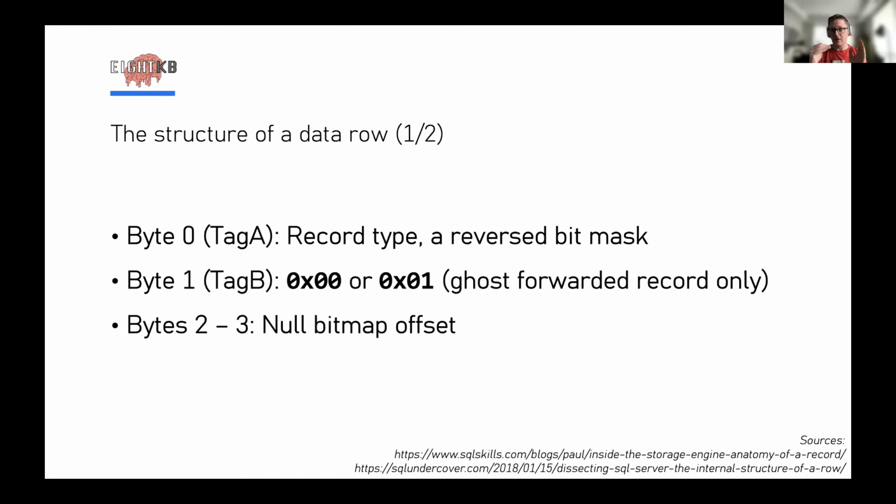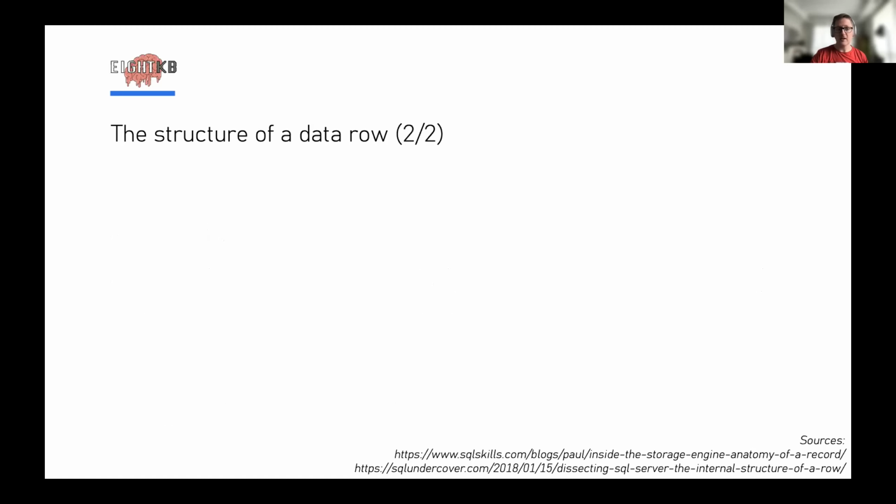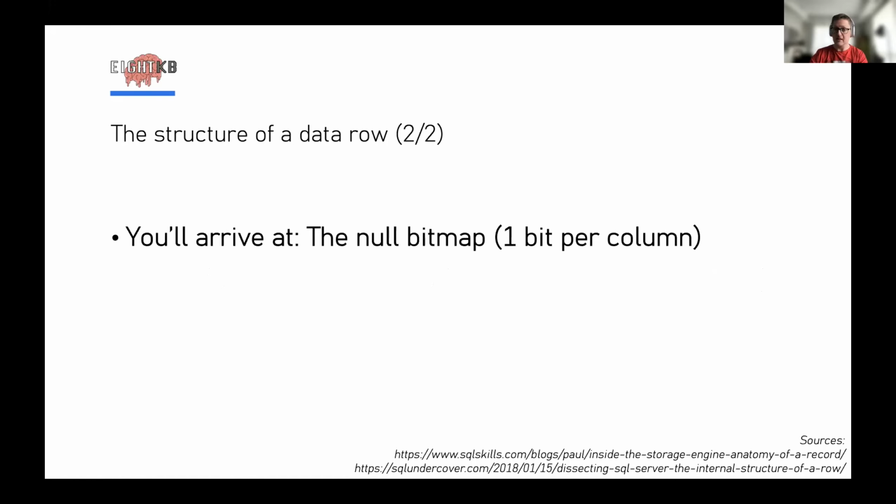And bytes 2 and 3, in other words, the third and fourth byte in the header, is the null bitmap offset. And then the fixed length portion of the row. Then it's the count of columns, which is where the null bitmap starts. Then it is the null bitmap itself, 1 bit per column. And whenever SQL Server stores bits on disk, it always uses a minimum of 1 byte. It'll never just store the single bit because it's just more convenient to store a single byte and just know from right to left, because it's little endian, that the first bit in that byte means something.